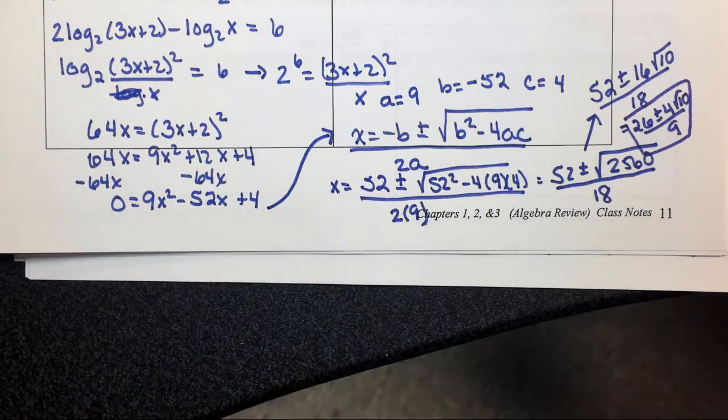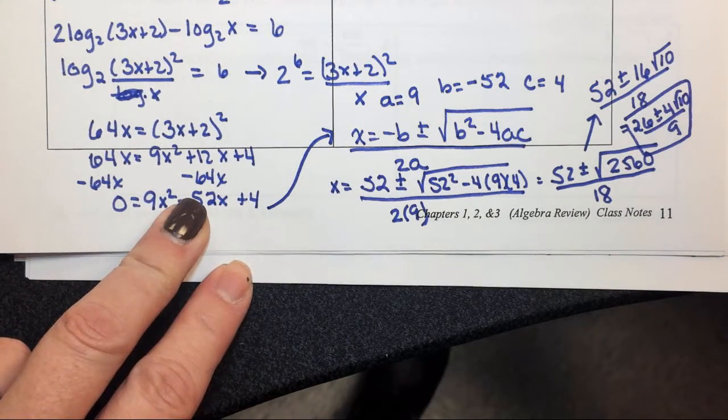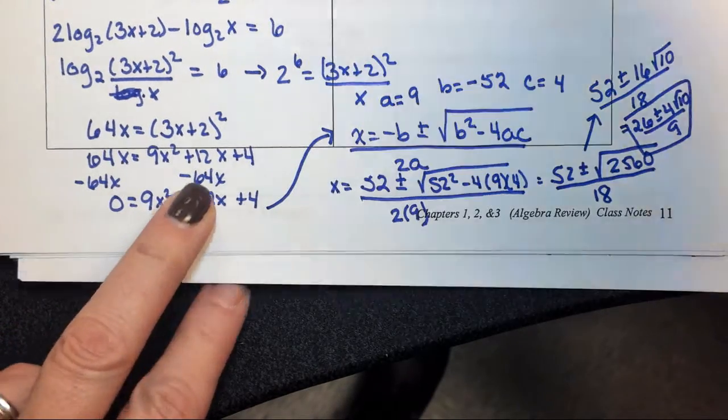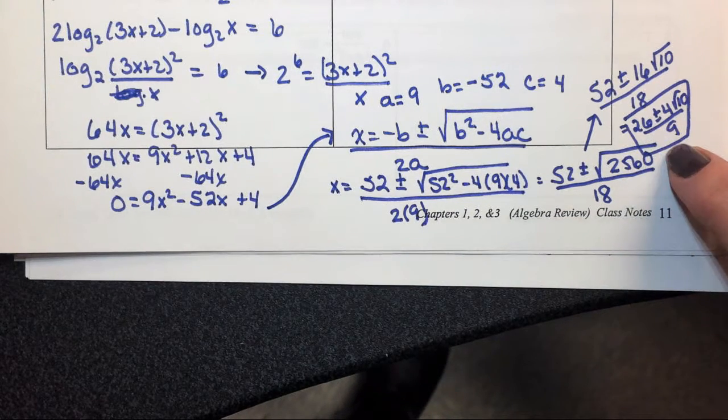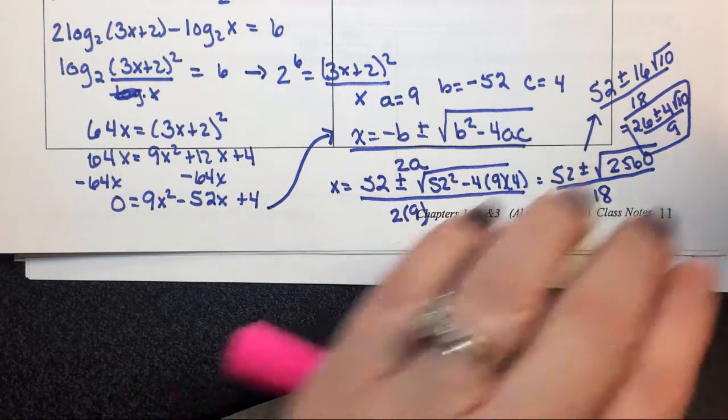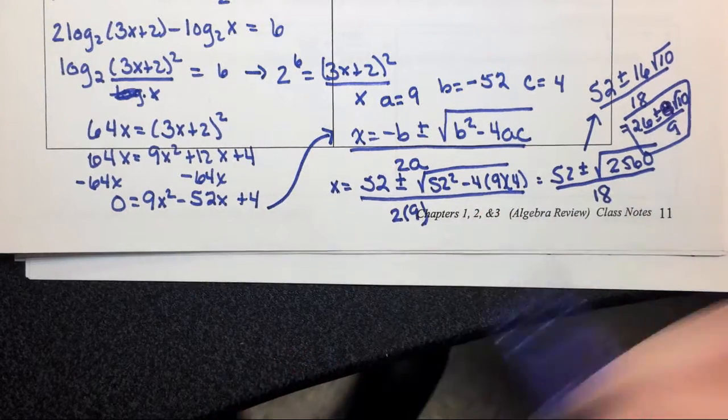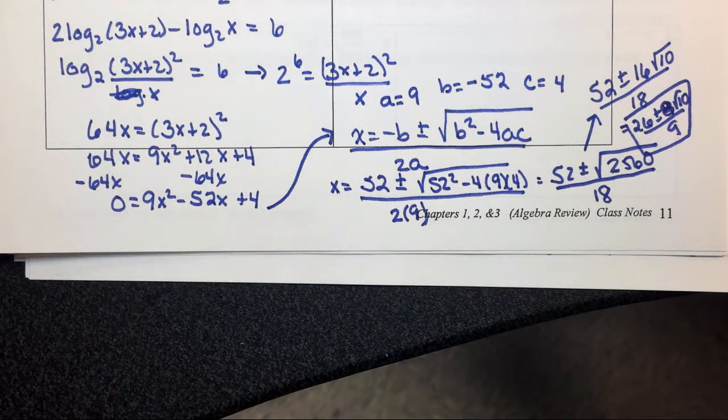But what do you have to do now with your answers? Check them. Where do you check them? I check them back in the original. The big question is, I know 26 plus 4 square root 10 over 9 is positive. Oh yeah, 16 divided by 2 is 8. The big question is 16 minus 8 square root 10. Is that going to be a negative number or a positive number?